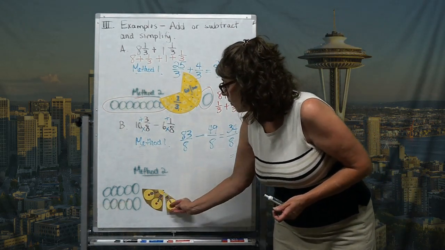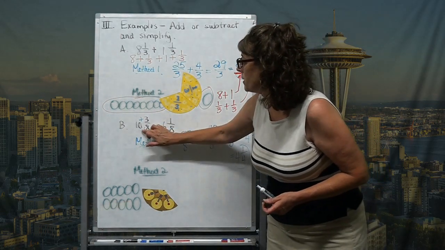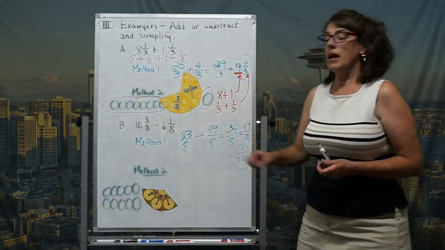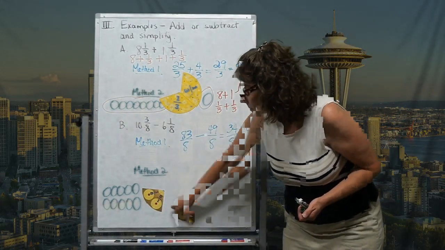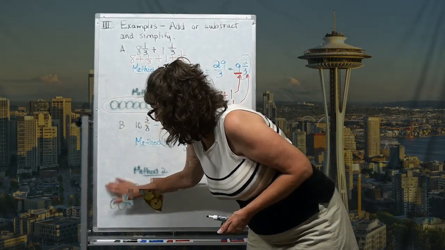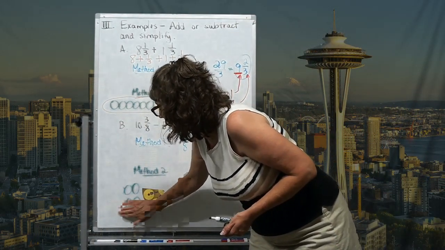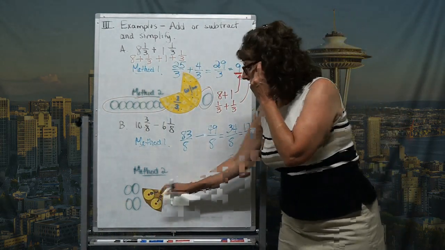But now what I'm going to do is take out of the pile 6 of those whole pieces and 1 of the 8ths. Well, I can easily take 1 of the 8ths out, and that's not a problem at all. It's gone. And I can also take out 6 of those whole pieces. 1, 2, 3, 4, 5, 6. And so I am left with 4 and 2/8.